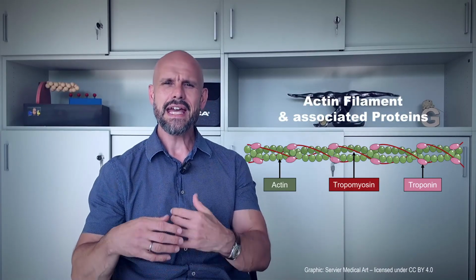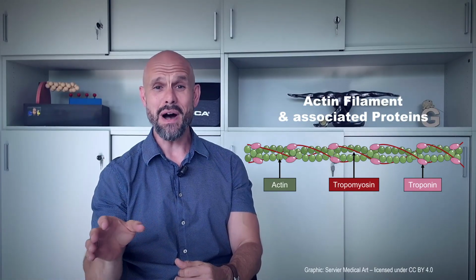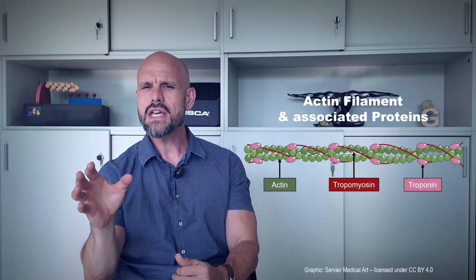Tropomyosin is another key protein associated with the actin filaments. It winds around the F-actin helix and, together with the troponin complex, regulates access to the myosin binding sites. In a resting muscle, tropomyosin blocks these binding sites. So to allow myosin to interact with actin, tropomyosin needs to be moved out of the way. We'll explore the exact molecular choreography behind this interesting mechanism in the next video.